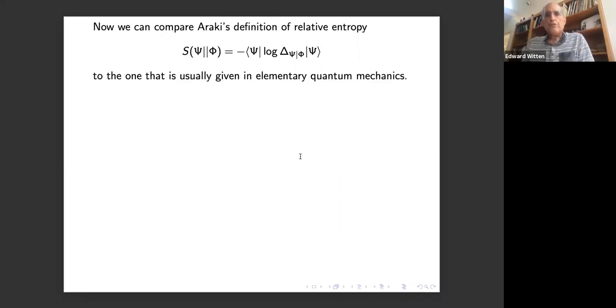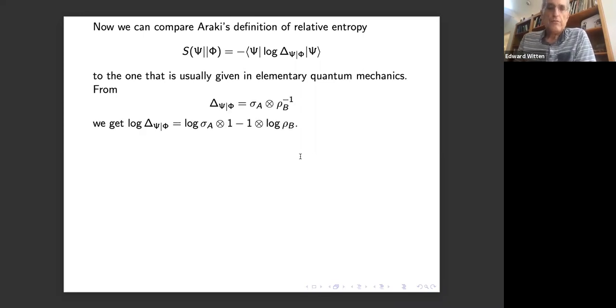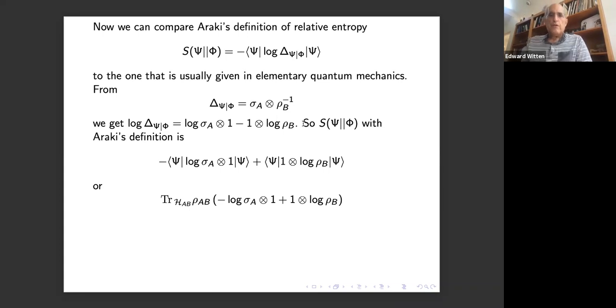Now, given the relation of the modular operator to the density matrices, we can compare Araki's definition of relative entropy to the one that's usually given in elementary quantum mechanics. So the relative modular operator, as I said, is one density matrix times the inverse of the other. So its logarithm is the sum of the logarithm of one minus the logarithm of the other. So if you use Araki's definition of the relative entropy, you'll get the matrix element in the state psi of a difference of two logarithms. Or in other words, you'll get this.